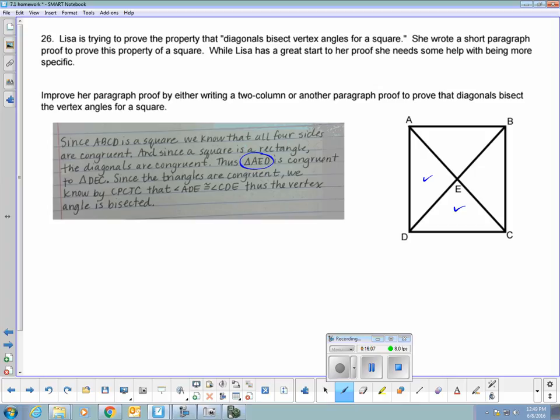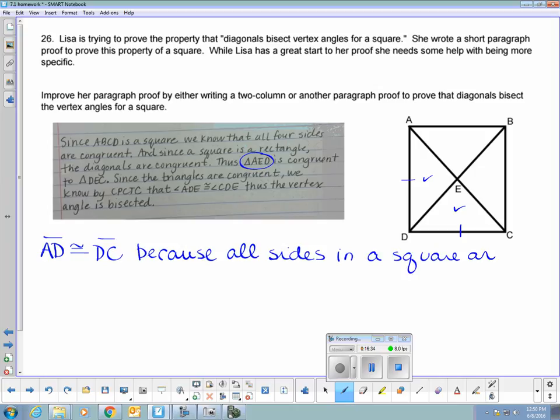So here's what I know about a square. I know that all the sides in a square are congruent. So I can now say that segment AD is congruent to segment DC because all sides in a square are congruent. Right, so here's what I have right now. I have one pair of congruent sides. I need two more things.